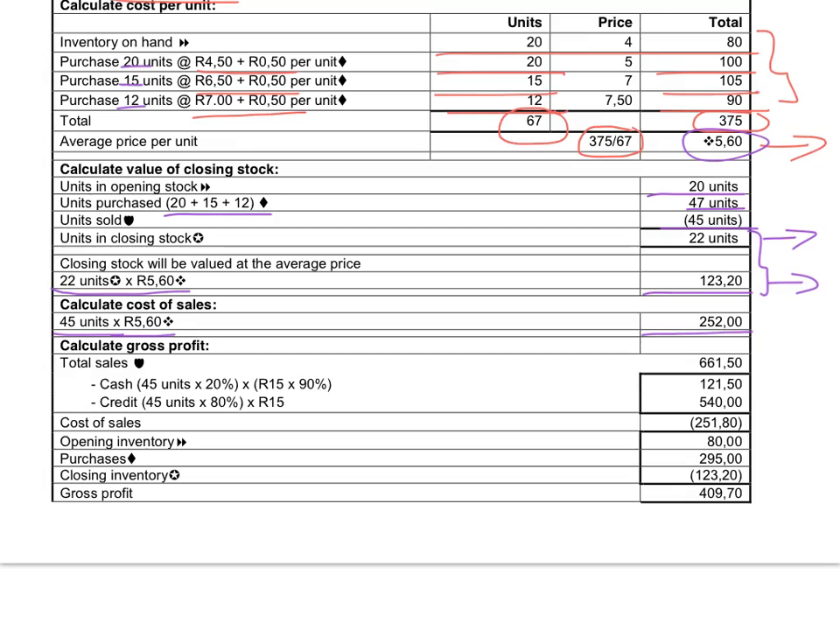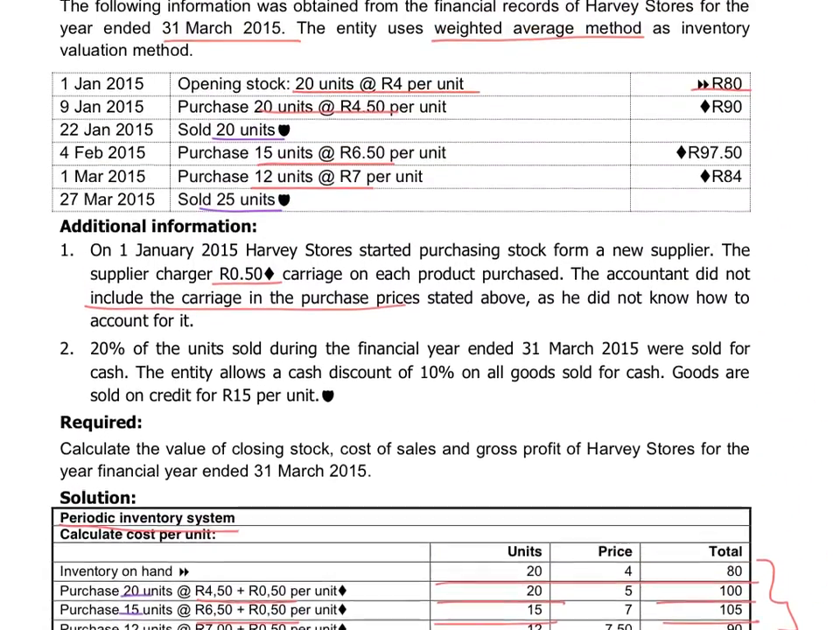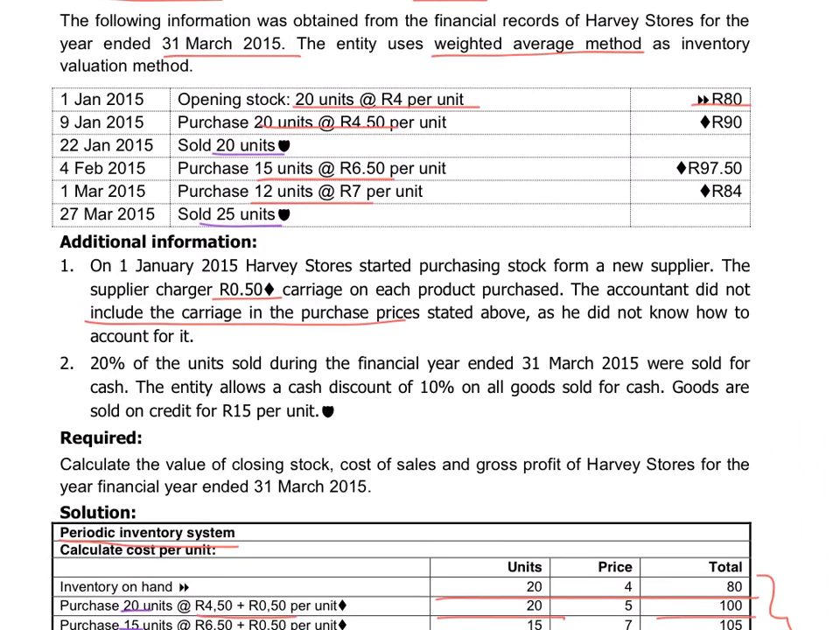Now, in this example, with the sales, they give us additional information. So first of all, remember that we sold 20 units and then we sold 25 units.